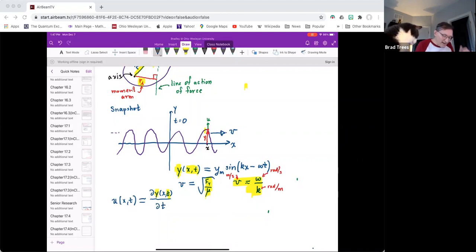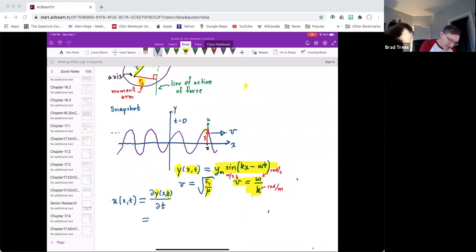So let's see what we get when we do the partial derivative of y with respect to t using this function right here for the y. Note where the t dependence is, it's inside the sine. So I have a sine of a blob, so I have to use the chain rule. The derivative of sine blob is cosine blob times the derivative of the blob.